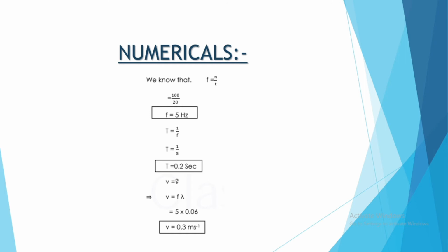Now we have both frequency and the time period. Now we calculate V is equal to F lambda, which is 5 into 0.06, which is equal to 0.3 meter per second.